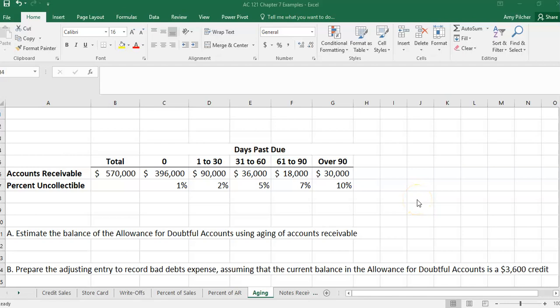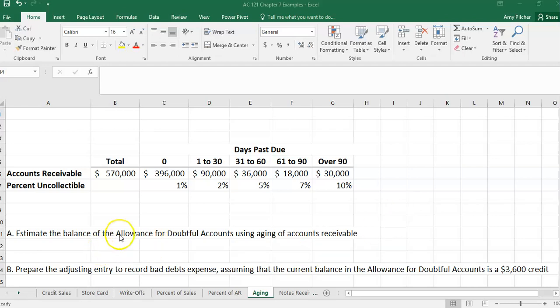The next method for estimating the uncollectible accounts is the aging of receivables method. In the aging of receivables method, we recognize that the older an account is, the more likely it's going to be uncollectible. So we separate out our accounts receivable into the number of days that it is past due, and then we give each section of days a different percentage uncollectible amount.